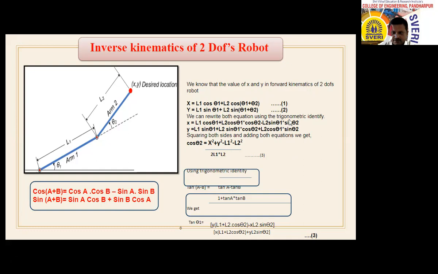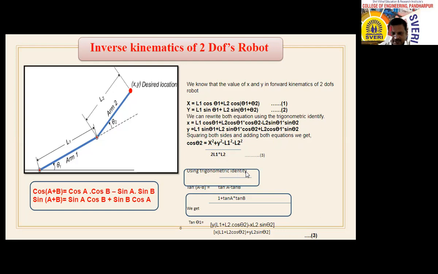We can rewrite both equations using the trigonometric identity, that is x is equal to L1 cos theta 1 plus L2 cos theta 1 into cos theta 2 minus L2 sin theta 1 into sin theta 2. y is equal to L1 sin theta 1 plus L2 sin theta 1 into cos theta 2 plus L2 cos theta 1 into sin theta 2. Now squaring both sides and adding both equations, we get cos theta 2 is equal to (x square plus y square minus L1 square minus L2 square) divided by 2 into L1 into L2, equation 3.